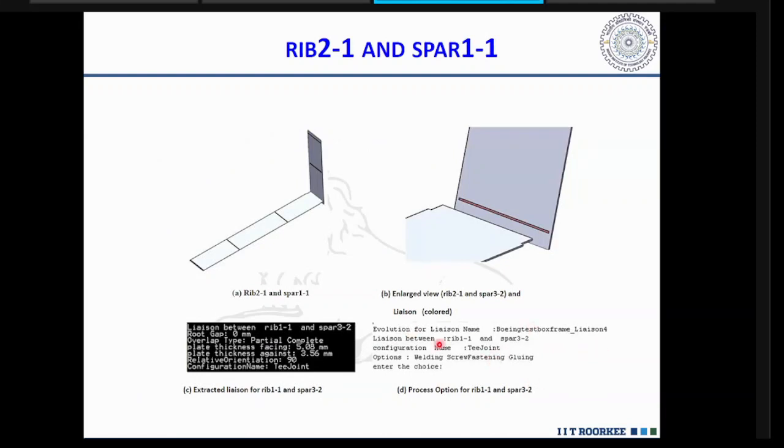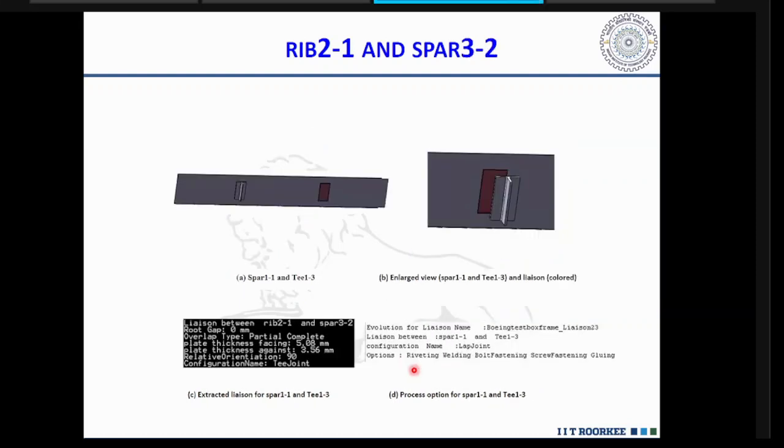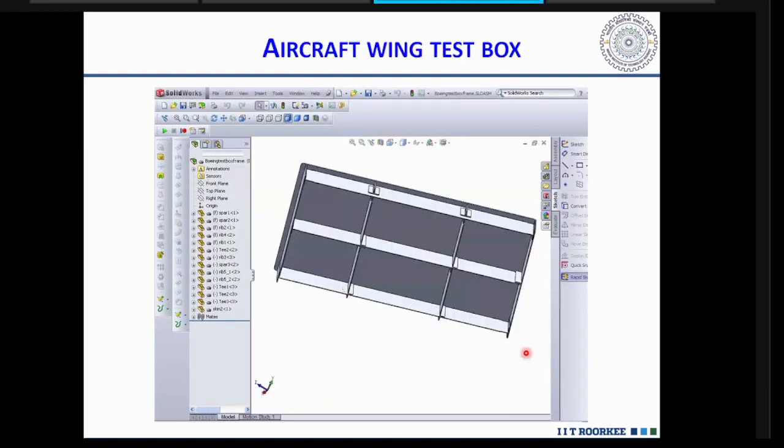Then another T joint. It is asking you to enter your choice, that is, what type of process you need. Now this is a lap joint, and the options are riveting, welding, bolt fastening, screw fastening, gluing, all sorts of options.